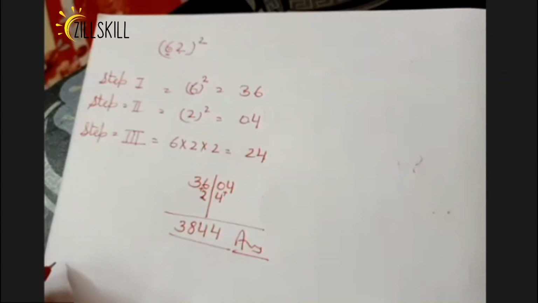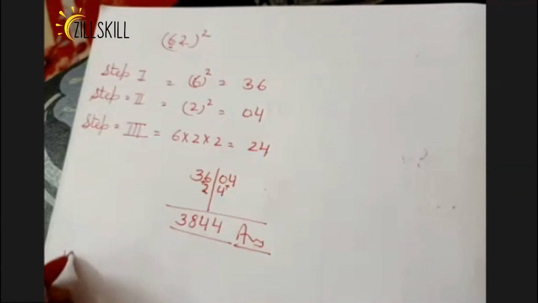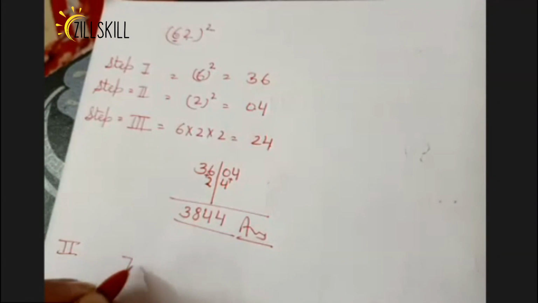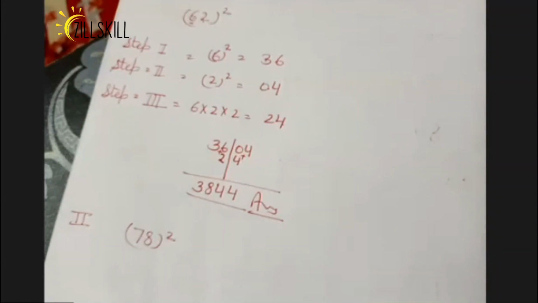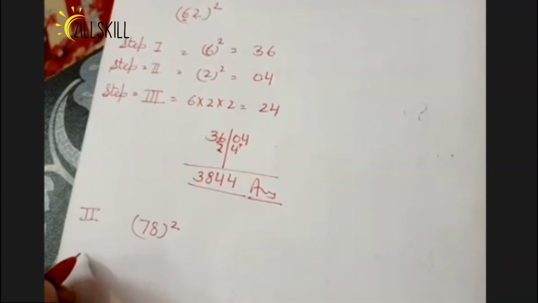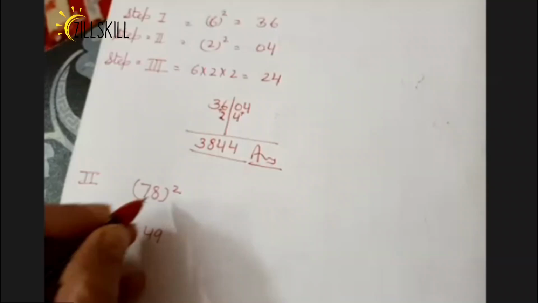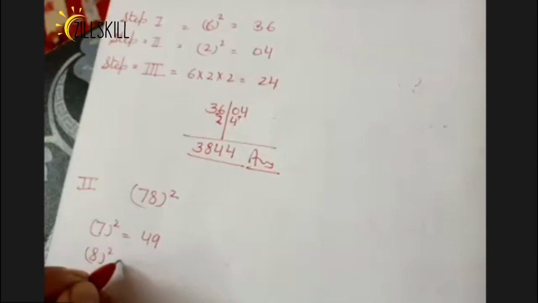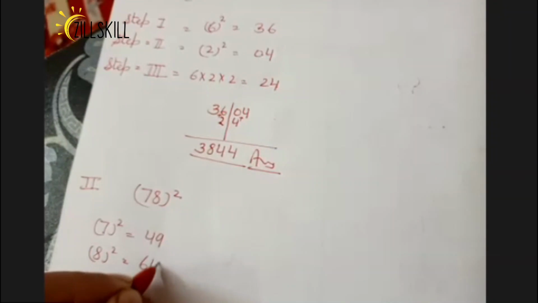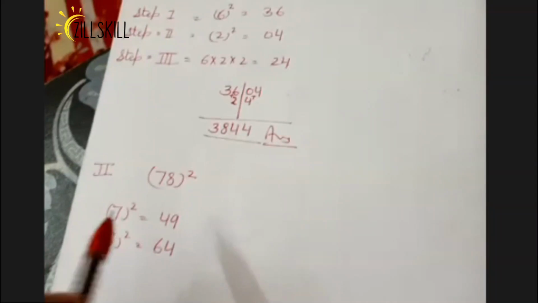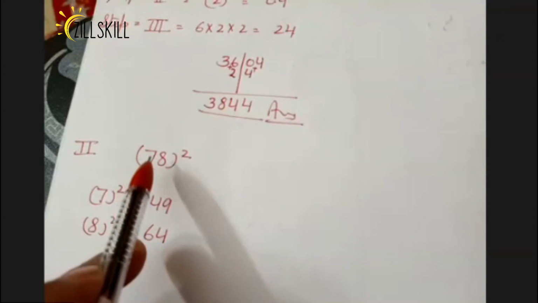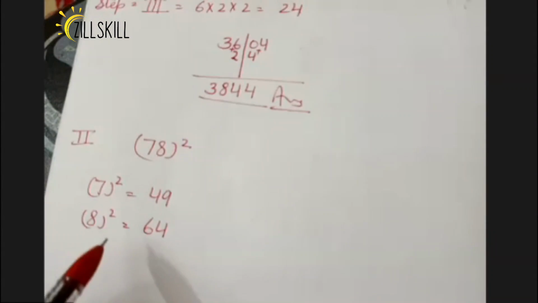Now next, one more example. The second example is this, 78, okay? Step first: what is the step first? 7 square is equal to 49 and 8 square is equal to 64. Then what will we do? 7 into 8, 56.